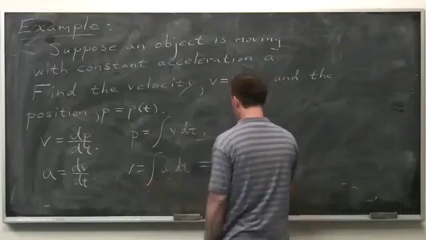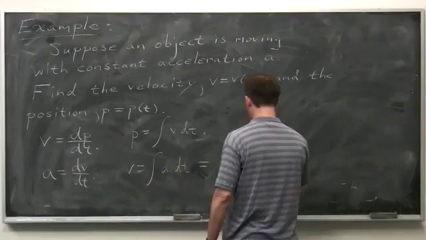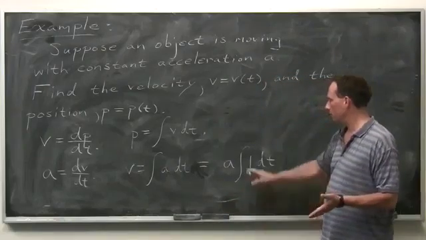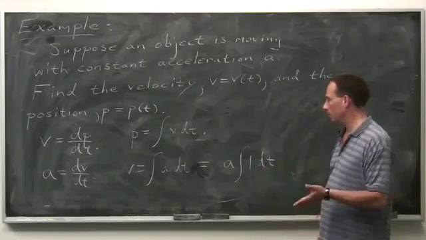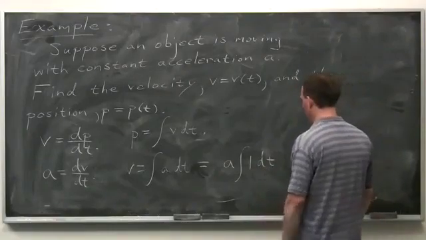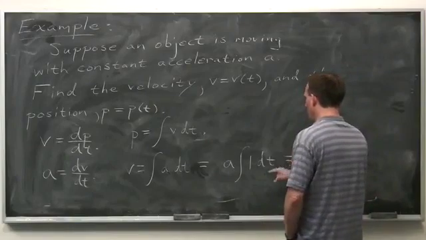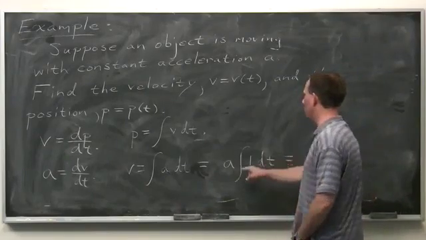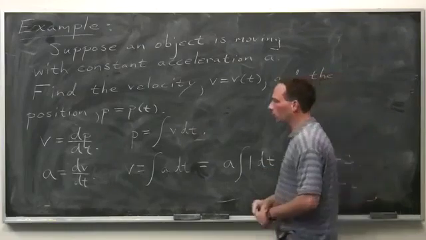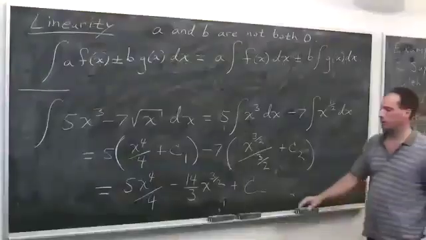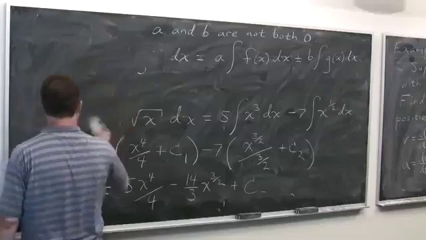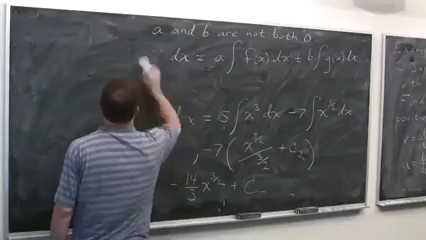Well, you can pull that constant out by linearity and get a times the integral of 1 dt. You can do that because a is a constant. If a is not a constant, that's simply not true. But the integral of 1 with respect to t is just t, and so we get at plus a constant. So we find that if the acceleration is constant, then the velocity is that constant acceleration times t plus a constant.